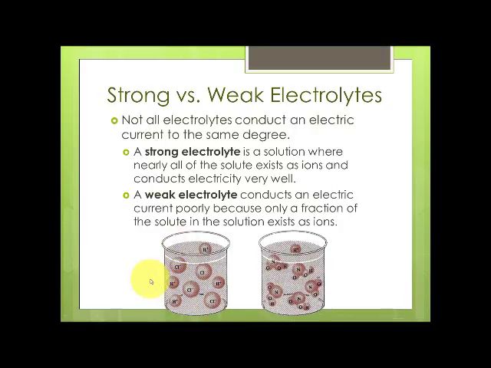And a weak electrolyte conducts an electric current poorly because only a fraction of the solute in the solution exists as ions. So if we look on the right side, not all of this has been broken apart. Like you see here, there's a hydrogen off, and that probably came from this molecule right here. But all the rest are kind of still together. And because they're still together, it's not going to conduct a current as well as a strong electrolyte. So that's the difference between strong and weak.